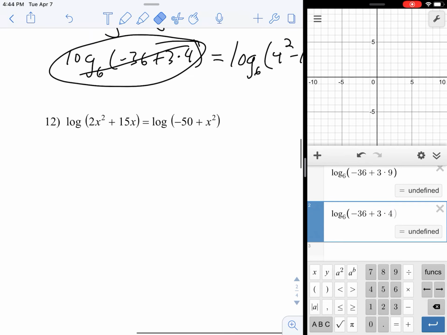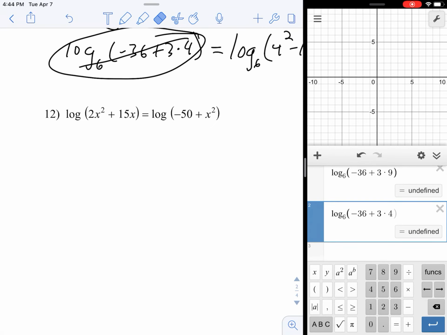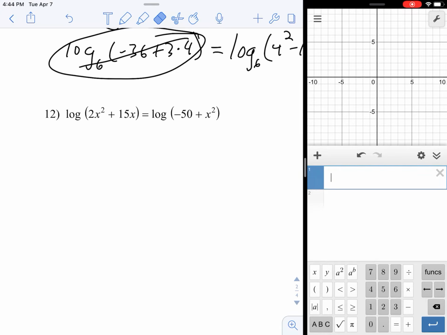So I'm going to do number 12. I'm not going to look down at the answer key. I'm going to check the answer on my calculator and see if it's extraneous or not. So we start by canceling those out. 2x squared plus 15x equals negative 50 plus x squared.